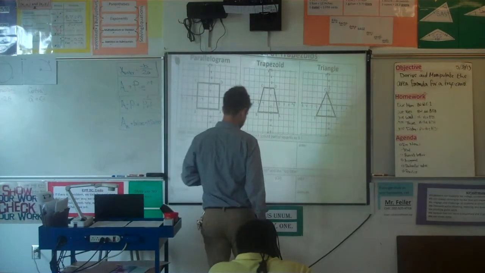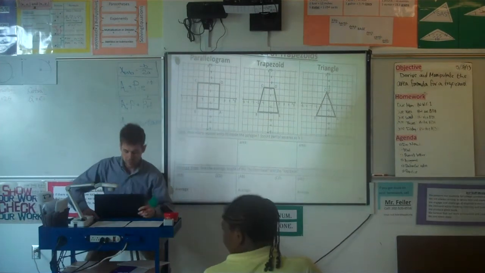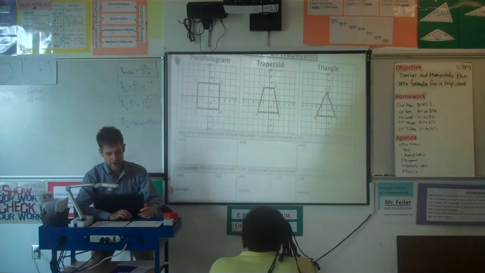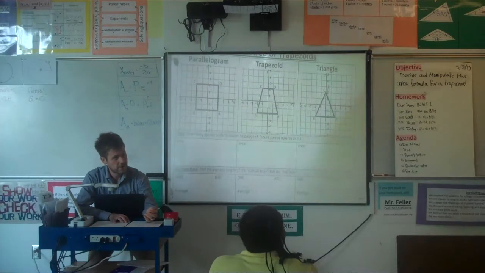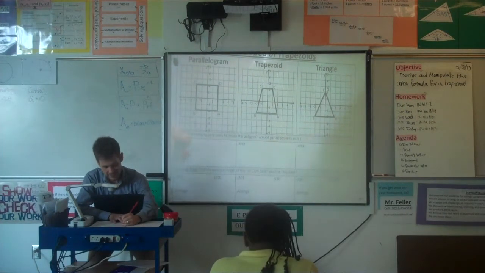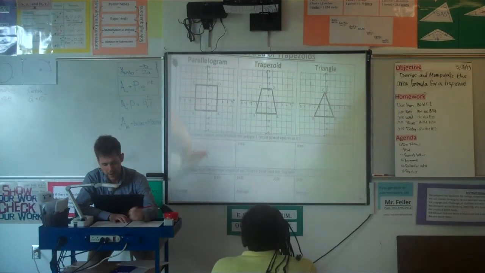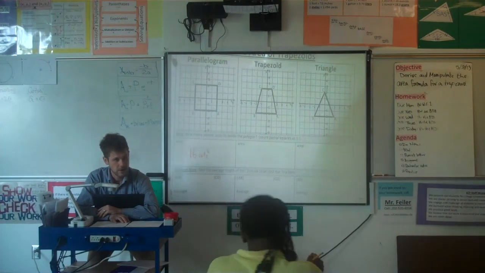All right. Please, in 5 seconds, give me your attention up front. We are ready to go over these. Let's start with the areas. Jaquan, the area of the parallelogram. What did you get as the area? 16, you got it. And I'm going to write 16 units squared, because our area is always described in squared units.